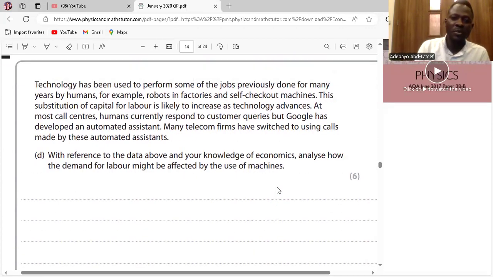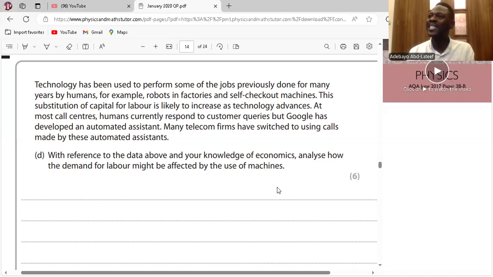Technology has been used to perform, that's the story anyway, it's there for students to read. With reference to the data above and your knowledge of economics, analyze how the demand for labor might be affected by the use of machines. First, what is demand for labor? Demand for labor is the number of workers firms are willing to employ at a given wage rate. That is demand for labor.